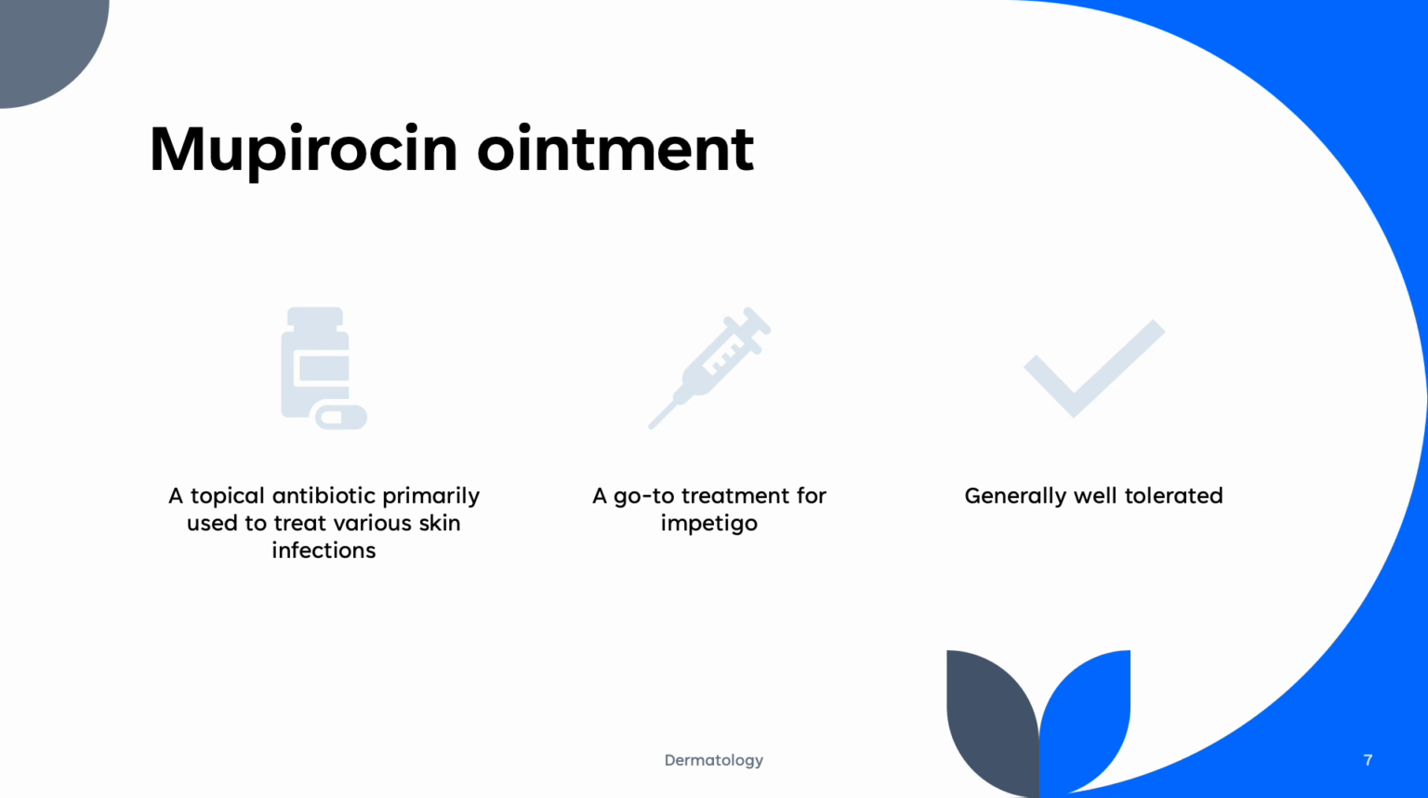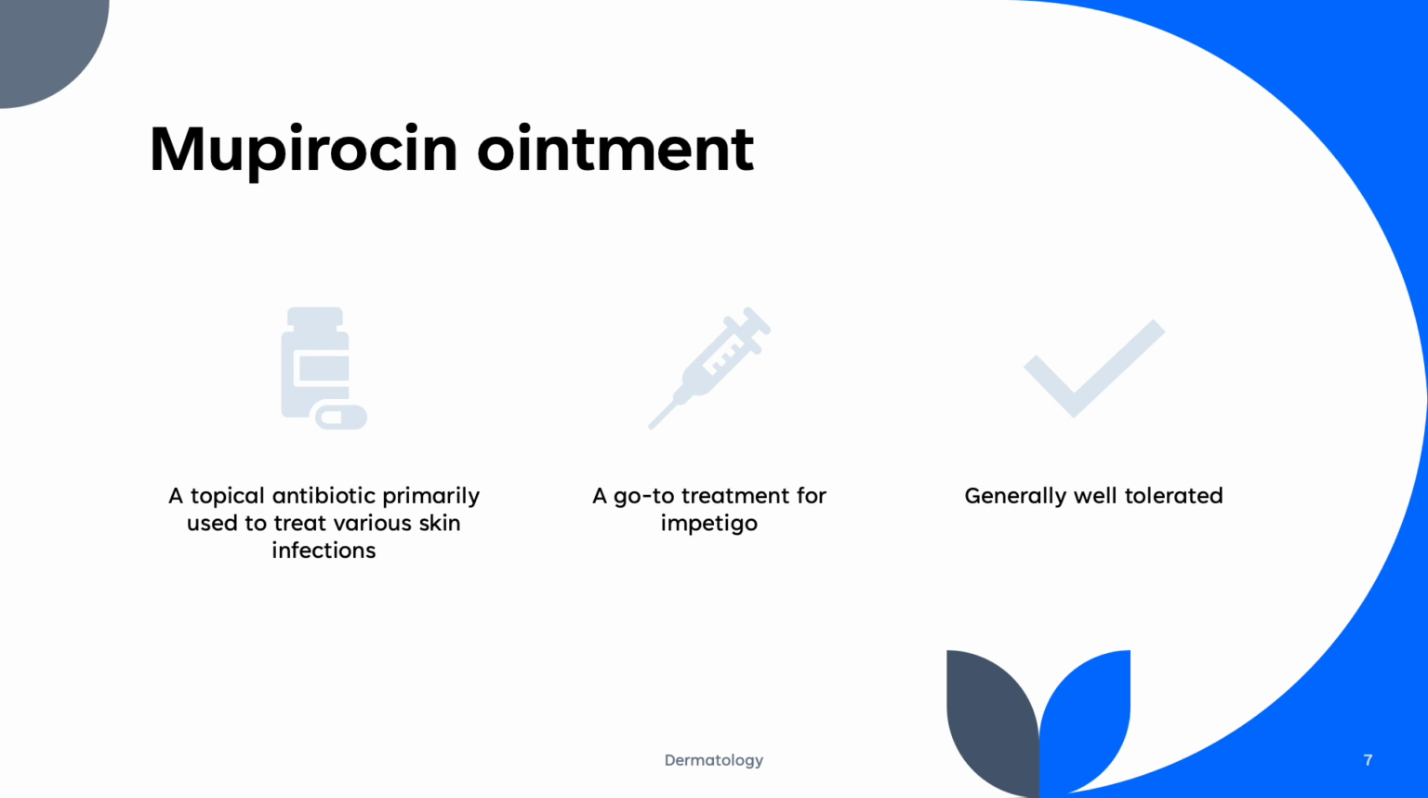Mupirocin ointment is a topical antibiotic primarily used to treat various skin infections, making it a go-to treatment for conditions like impetigo, folliculitis, and infected wounds. In terms of indications, it's particularly effective against bacterial infections caused by staph and strep, helping to clear infections and promote healing. It works by inhibiting bacterial protein synthesis.